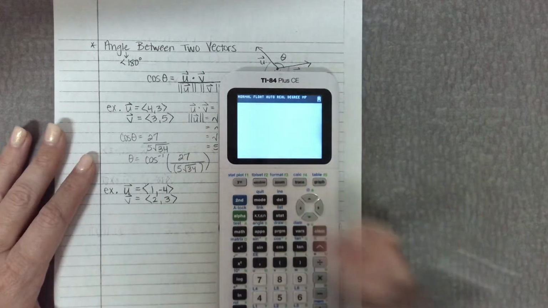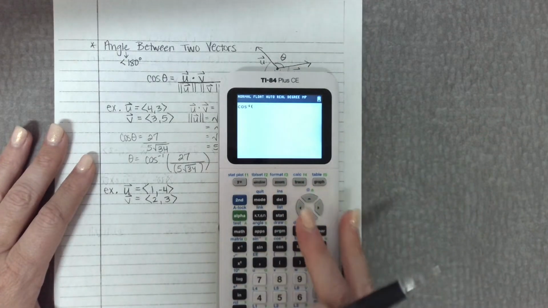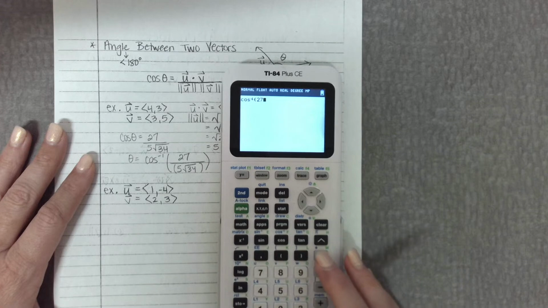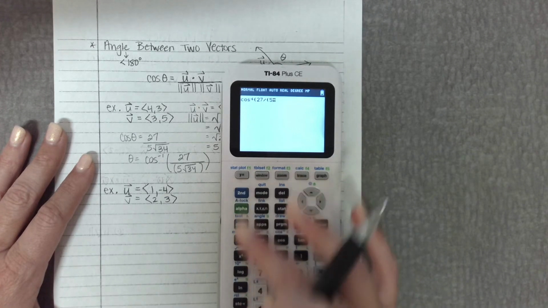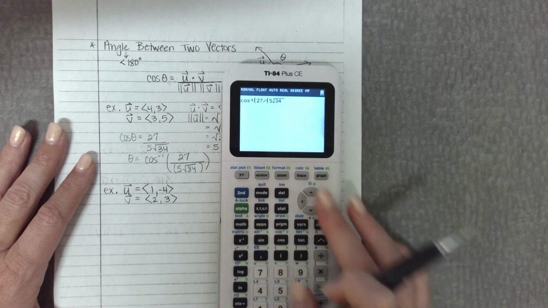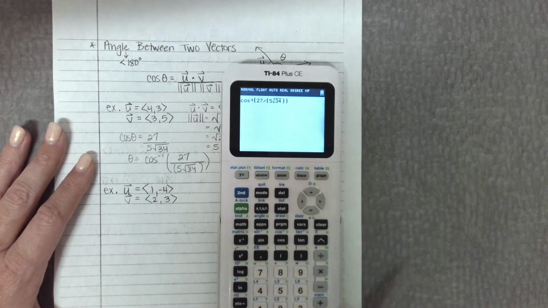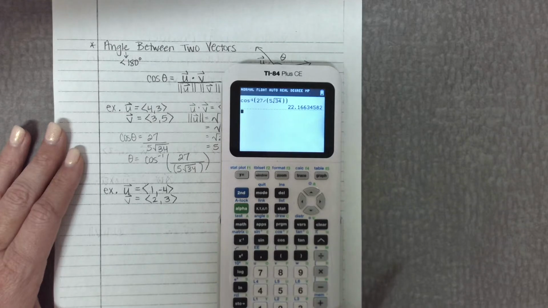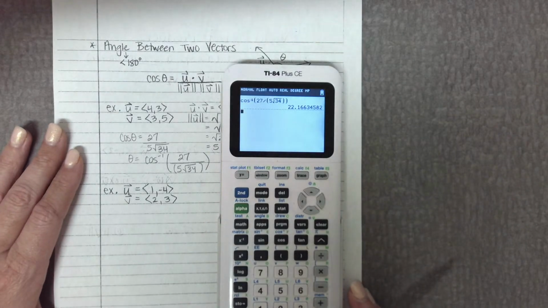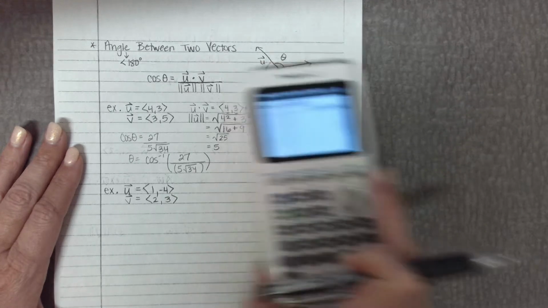All right, so make sure you're in degree mode. So you have second cosine 27 divided by, I'm going to put an extra set of parentheses just to be safe, 5 square root 34. Close that parenthesis off, then close the entire parenthesis off. And I'm getting 22.2 degrees as my answer.